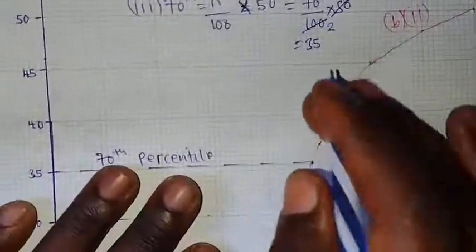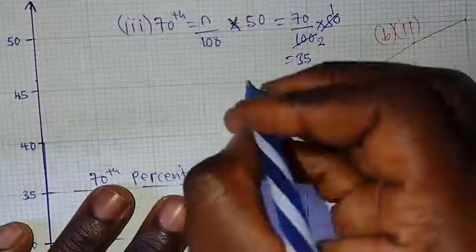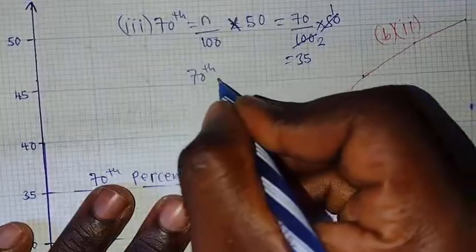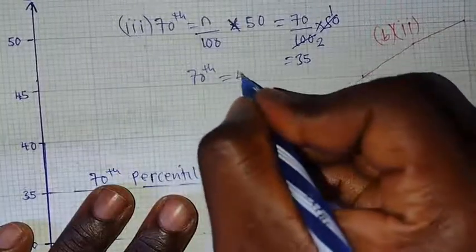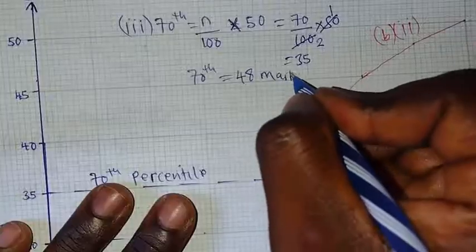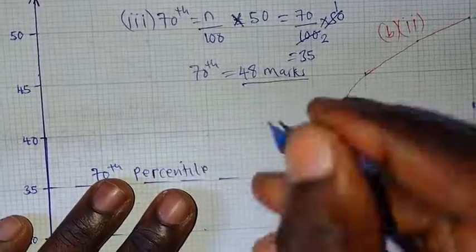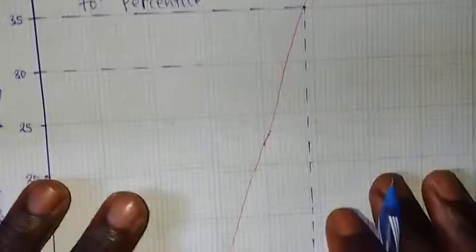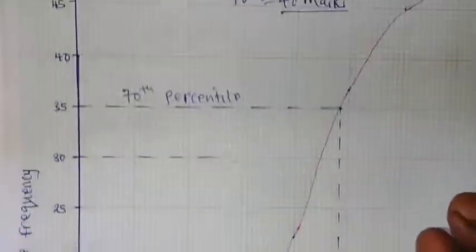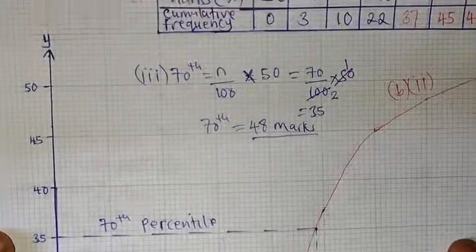So here our percentile now, we say our 70th percentile is equal to 48 max. This is our answer. So we have found our answer. This is how your graph should look.